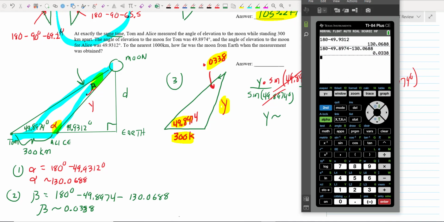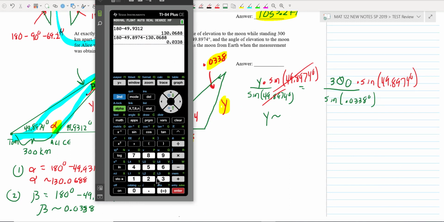Okay. So what I'm going to have is 300 times the sine of 49.8974 and divide that by the sine of, this will be a big number, 0.00338. Did I put that in? I put that in wrong. So it's like 0.0388. Okay, now I think I've got everything in right. And that should be a big number, like I expect.